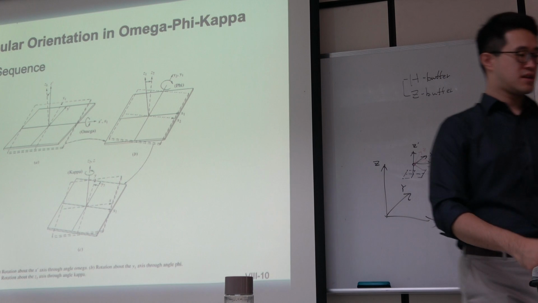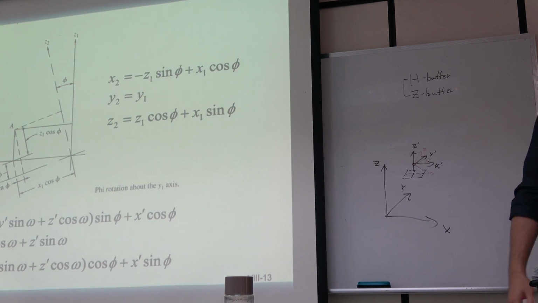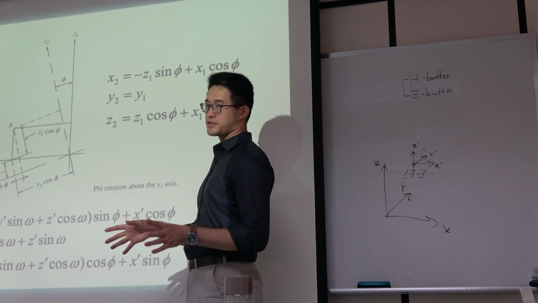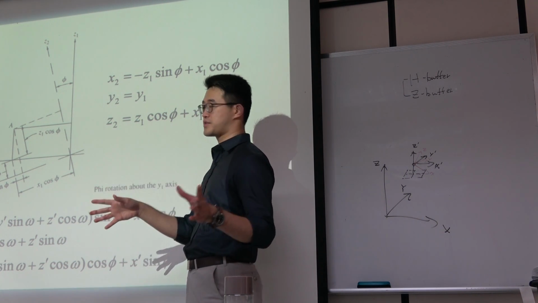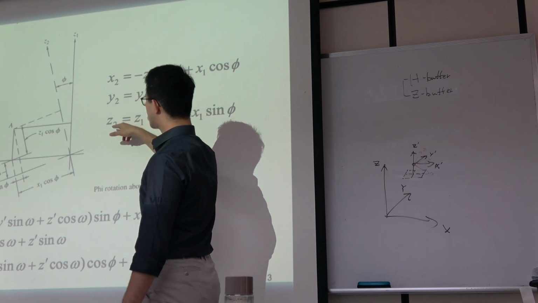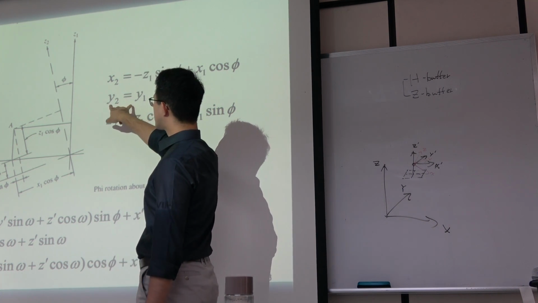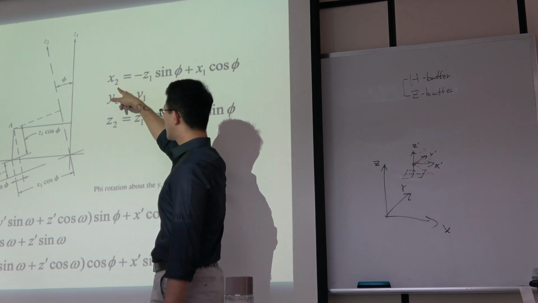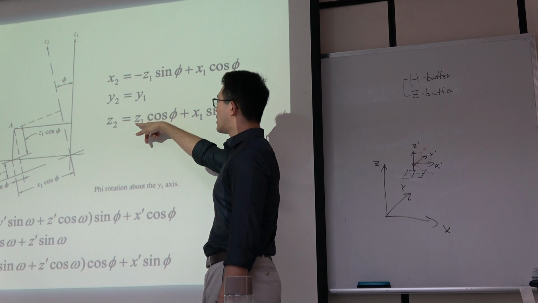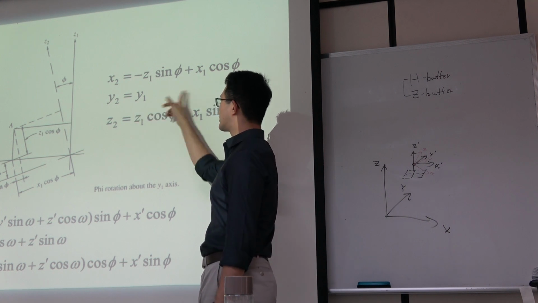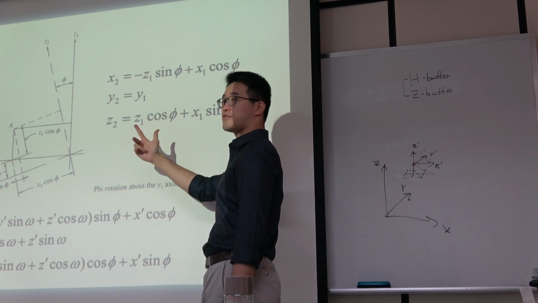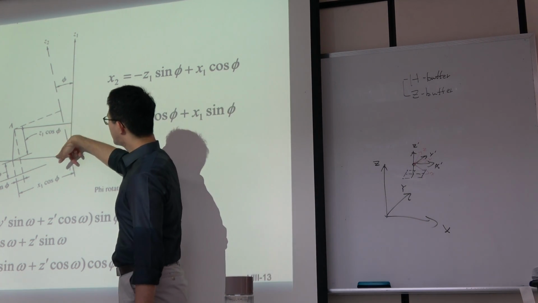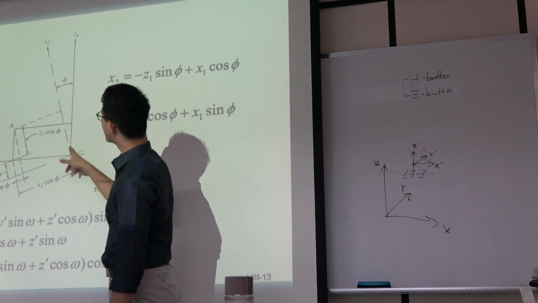So in this case, we can have something like this to understand the relationship between the x1, y1, z1 coordinate system with the x2, y2, z2 coordinate system. So the x2, y2, z2, as you can see, because it's a phi, the y coordinates don't change. So the only thing that changes is the x2 and z2 coordinates, and it's just a phi rotation. So it should be easy to understand. You have the z1, x1, and rotate it to x2 and z2.